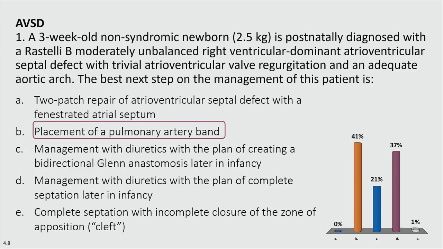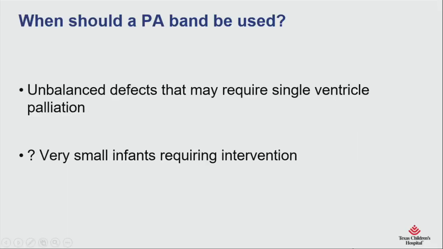And then management with diuretics with the plan of complete septation later in infancy could be an alternative. The problem is that if you actually need to go on a single ventricle repair once you do an intracardiac exploration, now you're talking about a high PVR situation where getting a Glenn would not be ideal. So for the most part, I think a PA band should be used in very limited circumstances in AV canal, mainly in unbalanced defects that may require single ventricle palliation and maybe in very small infants that require intervention.